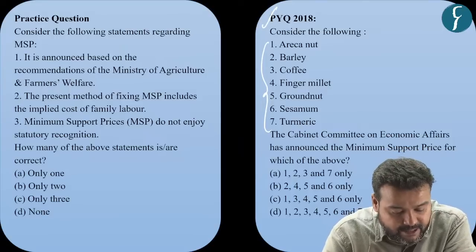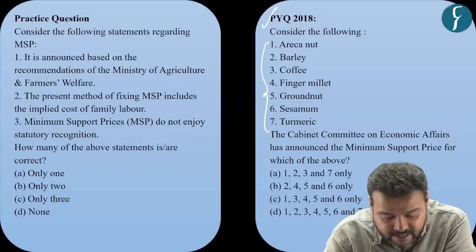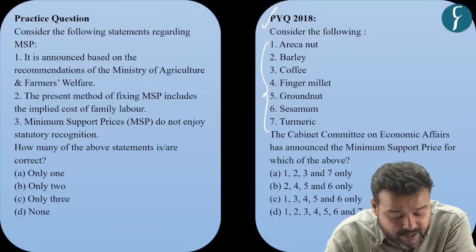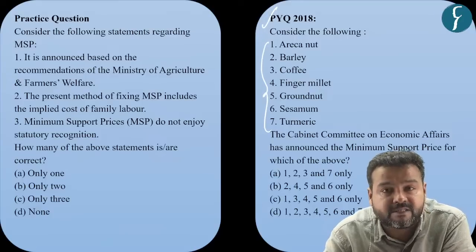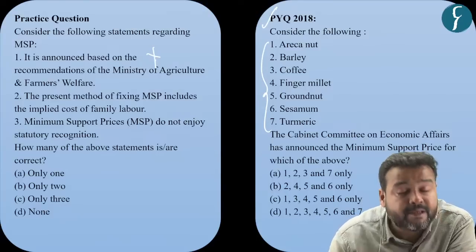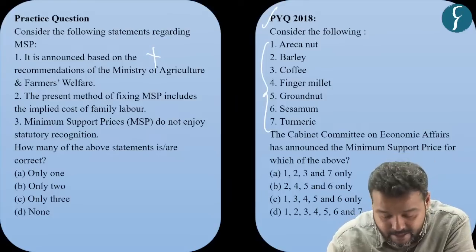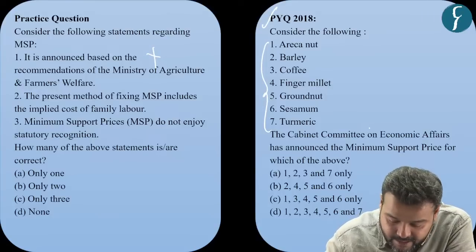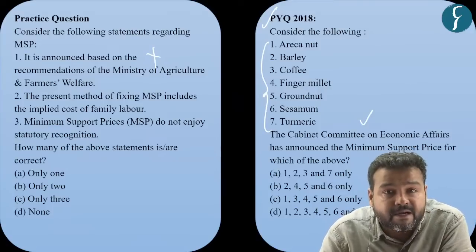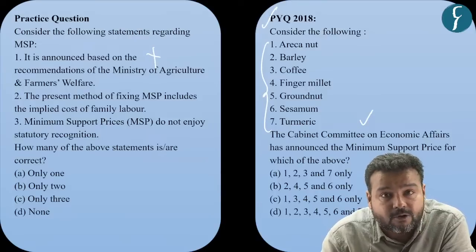Question says, consider the following statements regarding MSP. Statement 1 says, it is announced based on the recommendations of the Ministry of Agriculture and Farmers Welfare. Now, this statement is incorrect because answer lies in the PYQ itself, that it is the Cabinet Committee on Economic Affairs which recommends the MSP for various crops.